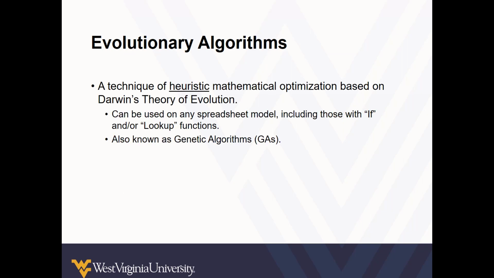And then just a quick note on evolutionary algorithms. They're a technique of heuristic mathematical optimization based on Darwin's theory of evolution. And they can be used on any spreadsheet model, including those with if and or lookup functions in them, whereas some linear and nonlinear programming problems will not run with these functions in them. Evolutionary algorithms are also known as genetic algorithms.